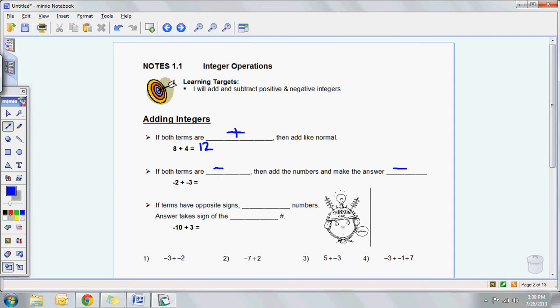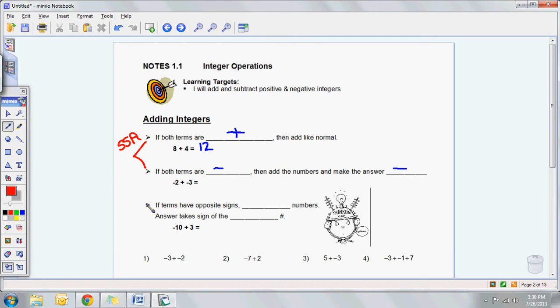If you remember back from last year, both of these rules have the same sign. So I like to call it same sign add. If you have the same signs on both of your terms, you're just going to add them up, and whatever the sign is that they both are, that's what you make your answer. So remember, same sign add.